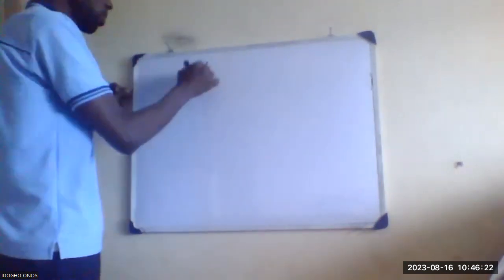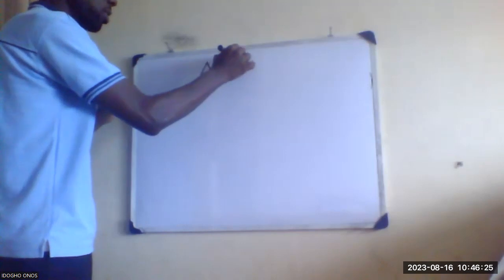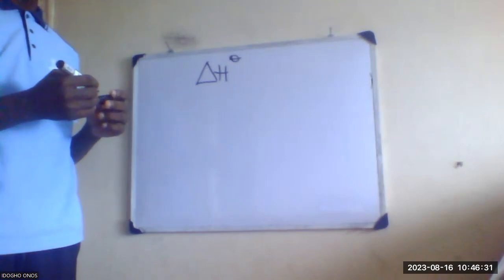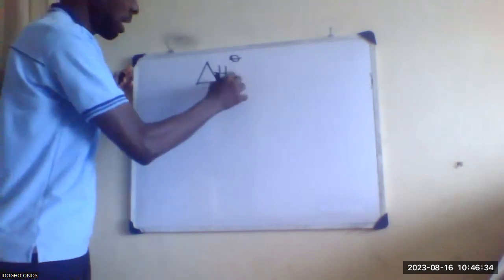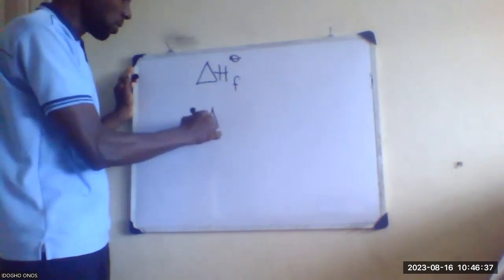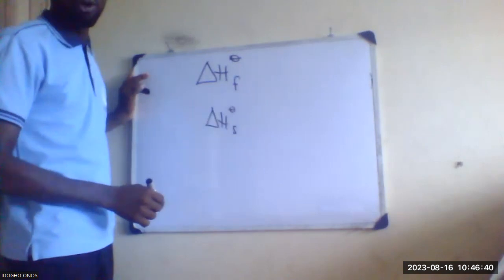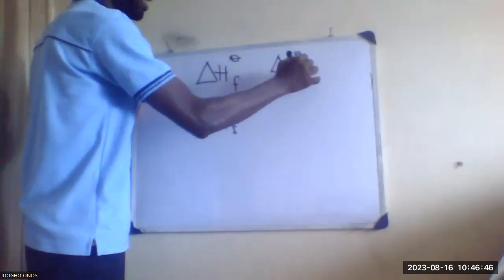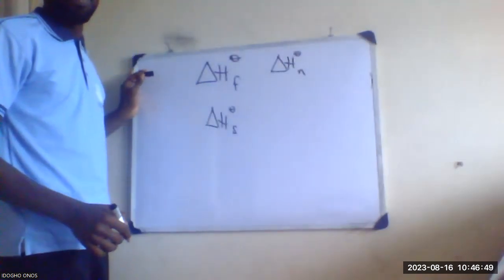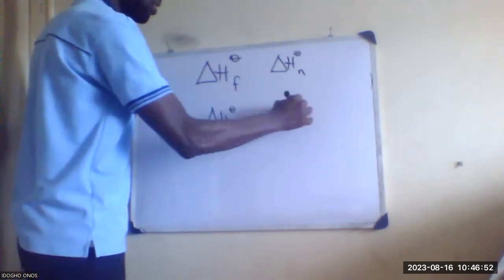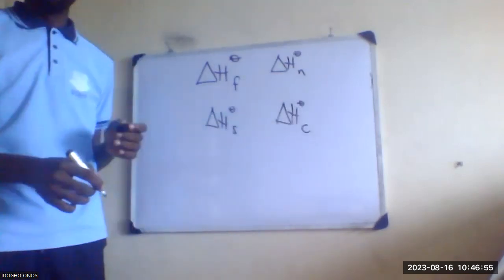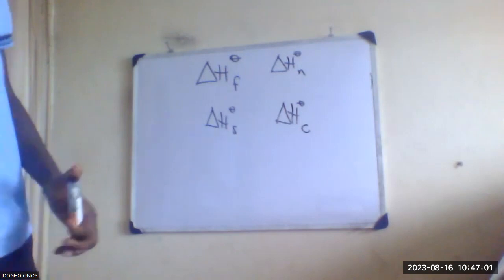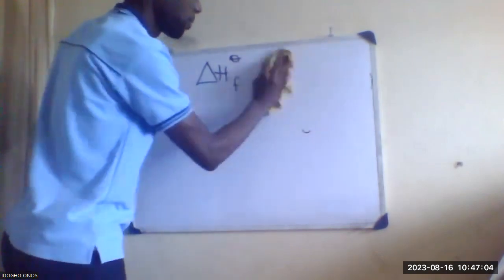The symbol to use is this: ΔH theta. This is theta. Then F, this F is for formation. If I write ΔH theta and put S, S is for solution. If I put theta H and put N, neutralization. And if I write C, that is combustion. So these are the 4 types of enthalpy changes. But let's start with the first one, which is formation.